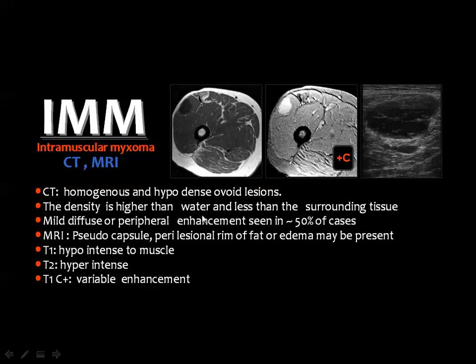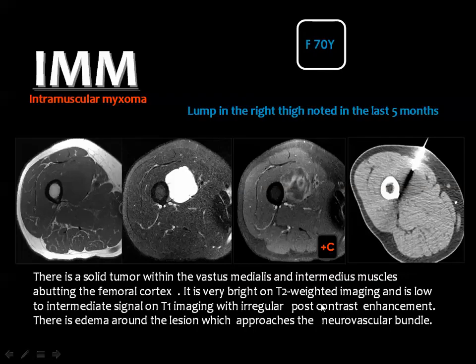The density is usually higher than water but less than the surrounding muscles. There may be mild diffuse or peripheral enhancement. A pseudocapsule or perilesional rim of fat or edema may be present. T1 hypointense, T2 hyperintense, T1 post-contrast variable enhancement.